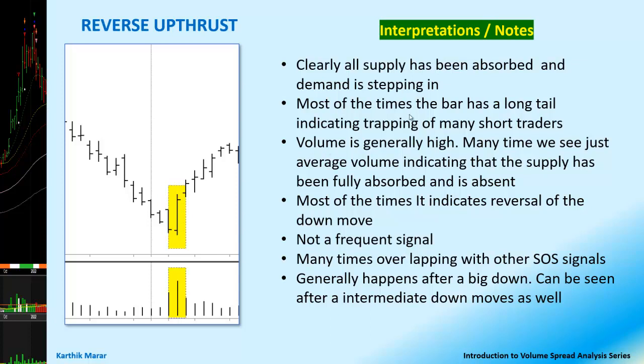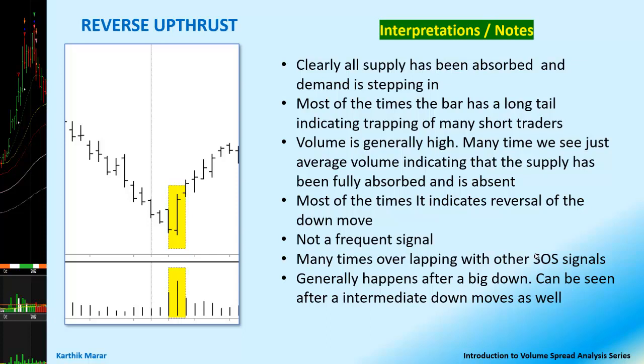Most of the times the bar has a long tail indicating trapping of many short traders. Volume is generally high. Many times we see just average volume, indicating that supply has been fully absorbed and is absent. Most of the times it indicates the reversal of the down move. Sometimes consolidation follows, but most of the times it immediately recovers. It's not a frequent signal.